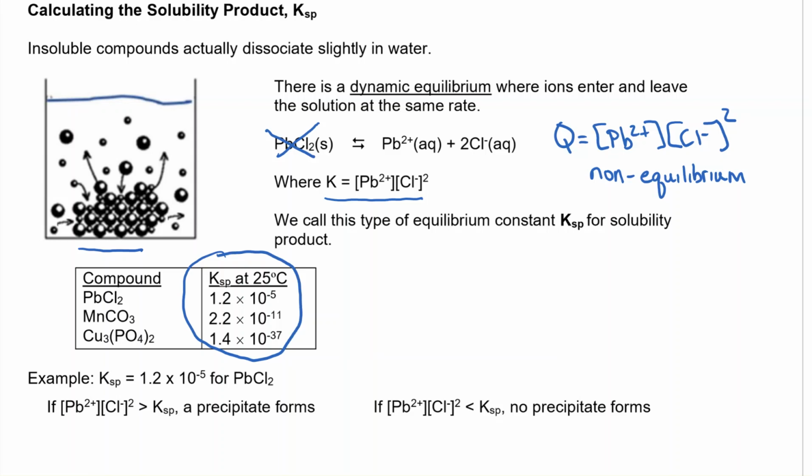So we have Ksp is 1.2 times 10 to the negative fifth for lead 2 chloride. The chloride concentration squared times the lead concentration is Q. If Q is greater than Ksp, we will see a precipitate. Remember, precipitate means solid. A solid forms. If Q is less than Ksp, then no precipitate forms. So Q greater than Ksp, a precipitate forms. Q less than Ksp, no precipitate forms.